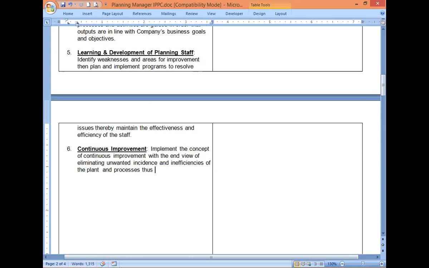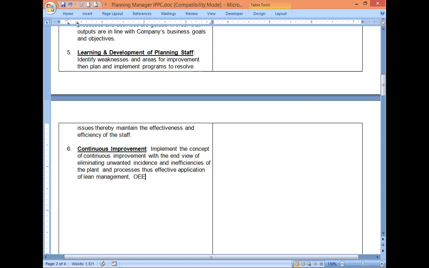Thus, effective application of lean management. Sometimes they call it lean manufacturing, but I'd rather use lean management or lean manufacturing.